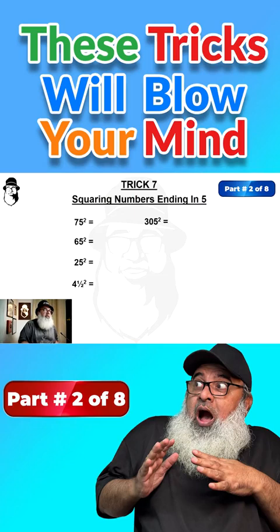Any number that is ending in 5, like 75, 65, 25, etc., it's very easy to square these numbers.